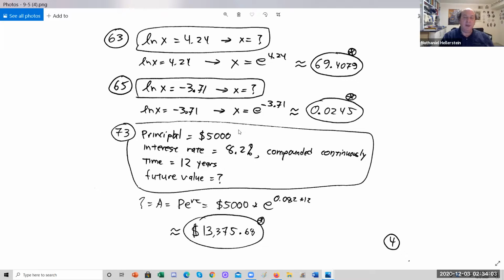Now here we have a compound interest problem. $5,000 is invested at 8.2% compounded continuously for 12 years. I wish I could get rates like that for that period of time, and you'll see why in a few moments. $5,000 times e to the 0.082 times 12 equals, churn, $13,375.68. It more than doubled, almost tripled in those 12 years. Not bad at all.